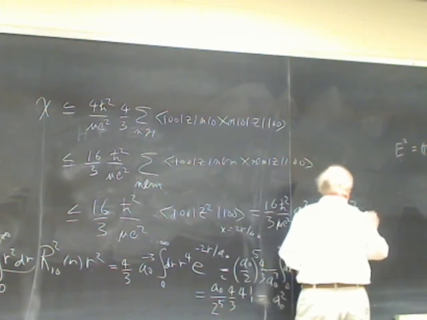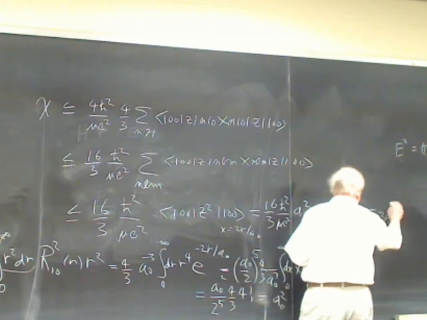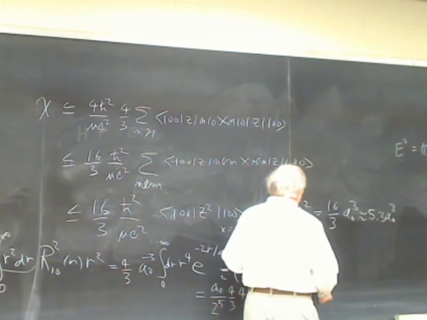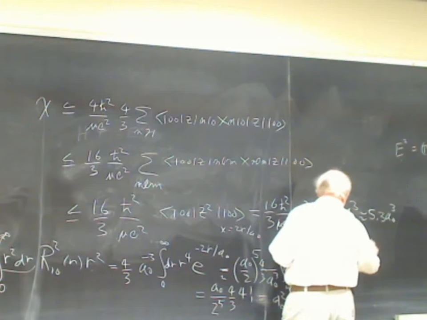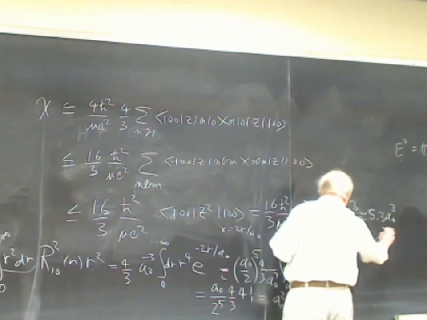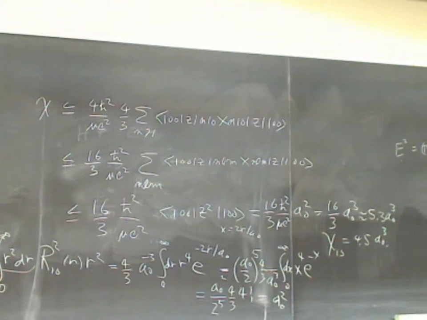And that's about 5.3 times a0 cubed. The exact answer for chi 1s, the ground state electric susceptibility, is 4.5 times a0 cubed. So you see, this is a pretty good approximation. In other words, it's an upper bound indeed, but it's much better than an order of magnitude. It's off by, I think, less than 20%.